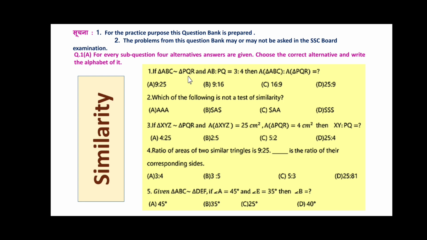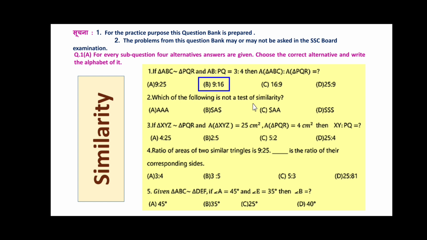Here, the two triangles given are similar. Therefore, we can write that the ratio of the areas of two similar triangles is equal to the ratio of the squares of their corresponding sides. AB upon PQ is given as 3:4. So, the answer here will be 3 squared is 9, 4 squared is 16.